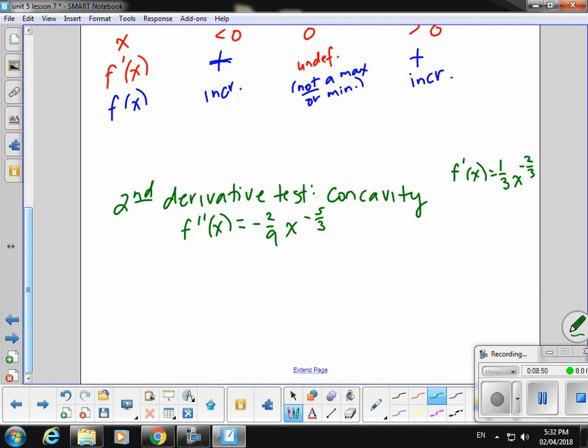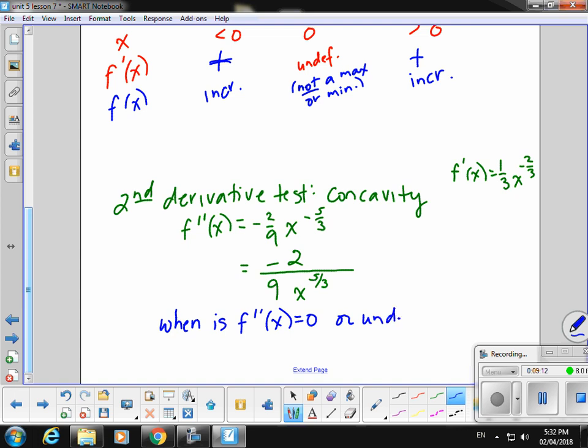I could rewrite it as negative 2 over 9x to the 5/3. I want to know when that is 0 or undefined. Well, it is never 0. It is undefined when x is 0. So we have a point of inflection as well at 0.